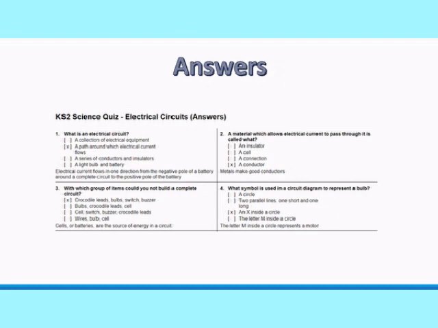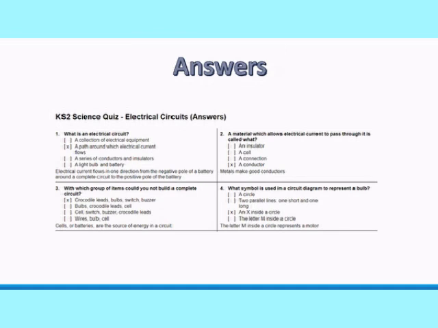Number 3, the answer to number 3 was crocodile leads, bulbs, switch and buzzers. Cells or batteries are the source of energy in a circuit, and without that you will not be able to complete a circuit. Number 4, the answer to number 4 was an X inside a circle.